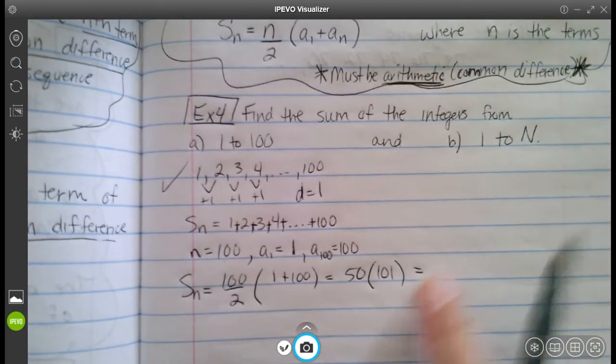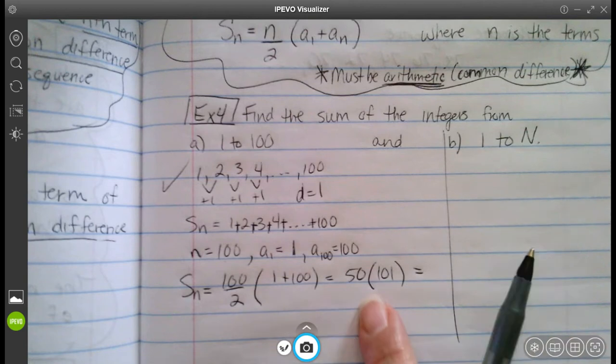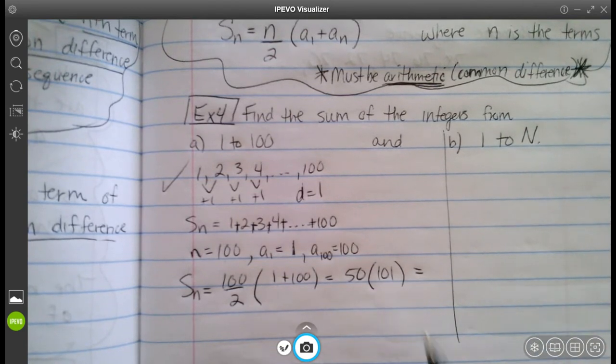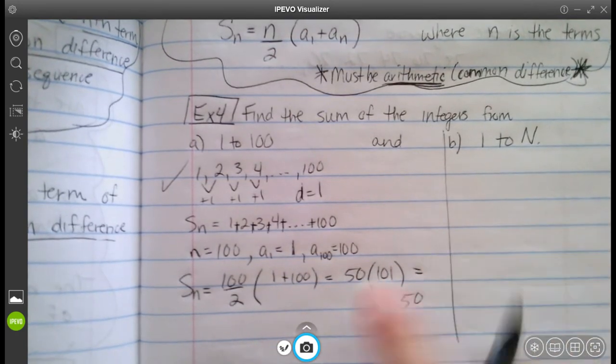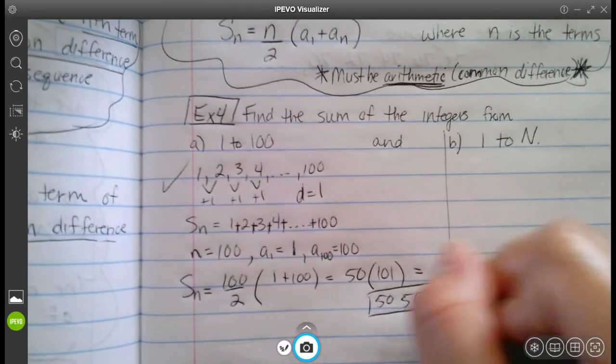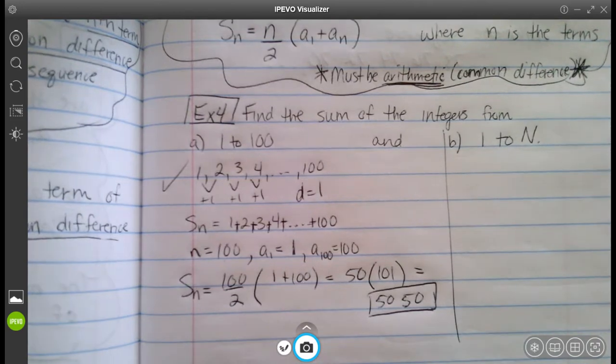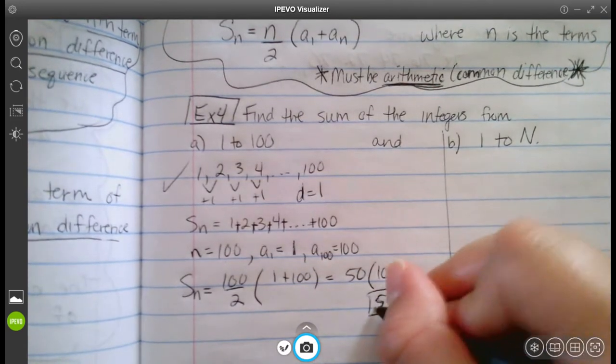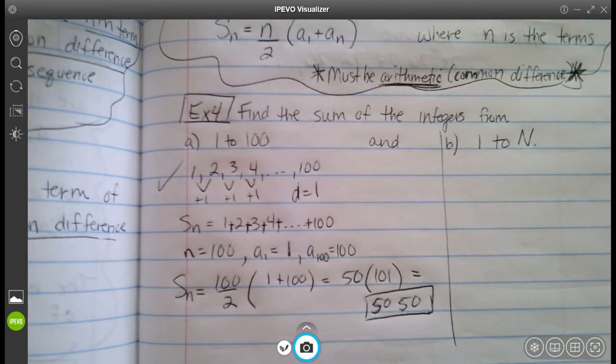And if you multiply this out, I'm going into the space over here. If you multiply this out, 50 times 101, well, 50 times 1 is 50. 50 times the other one is also 50. So you actually get 5,050. You can check my math if you don't believe me, but I promise you that's correct. And that's it for that one. Nothing else to do. Okay.